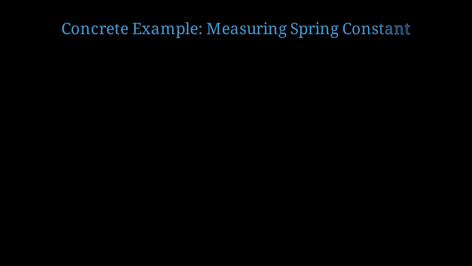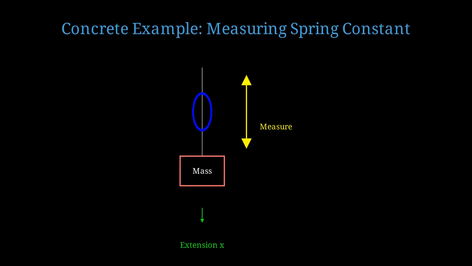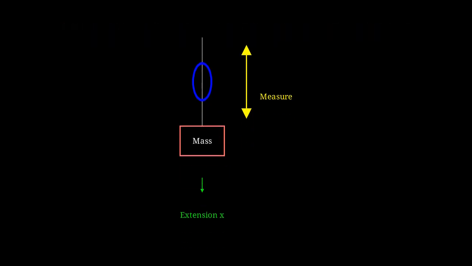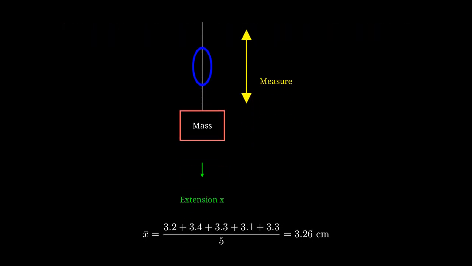Let's work through a concrete example. Suppose you're measuring the spring constant of a spring by hanging different masses and measuring the extension. You hang a 200-gram mass and measure the extension 5 times. You get 3.2 centimeters, 3.4, 3.3, 3.1, and 3.3 centimeters. The mean extension is 3.2 plus 3.4 plus 3.3 plus 3.1 plus 3.3, all divided by 5. That gives us 3.26 centimeters.